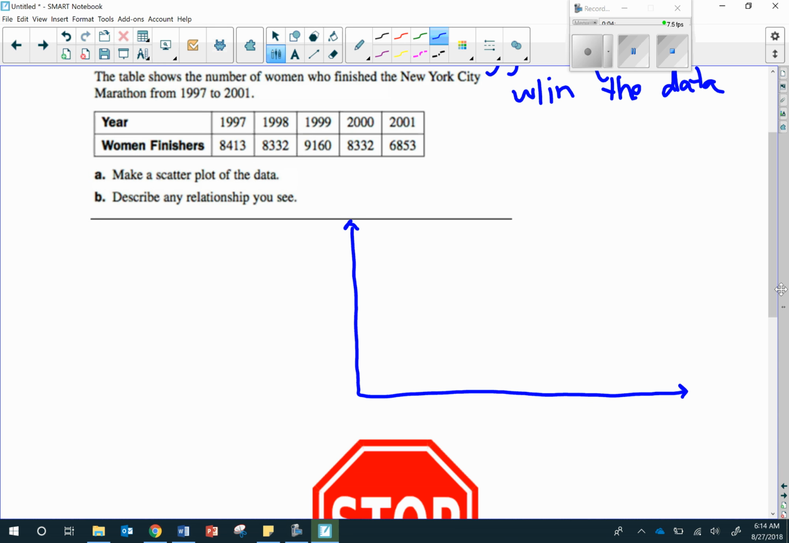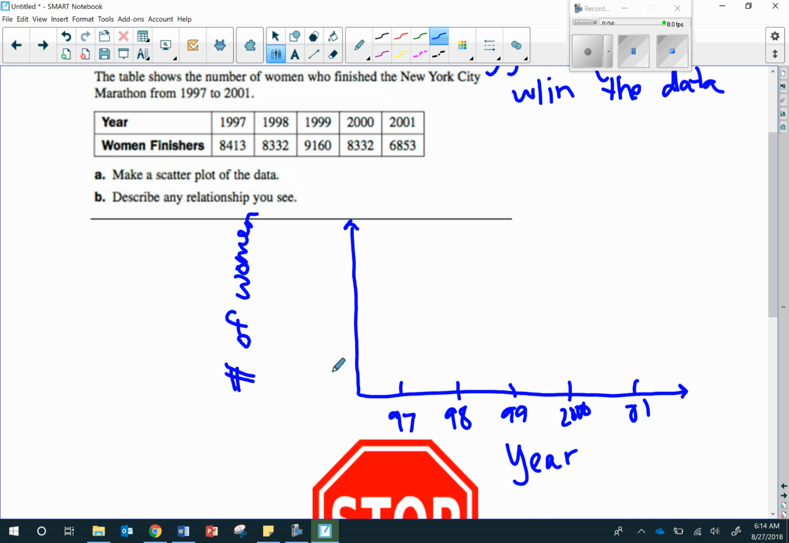All right, we want our years to go along our x-axis, so I'm going to go ahead and label that. And we want our number of women to go along our y-axis. We're going to put our years here. We have 97, 98, 99, 2000, 2001. Along the side, I'm just going to do our number of women finishers in thousands. And extend my y-axis there.